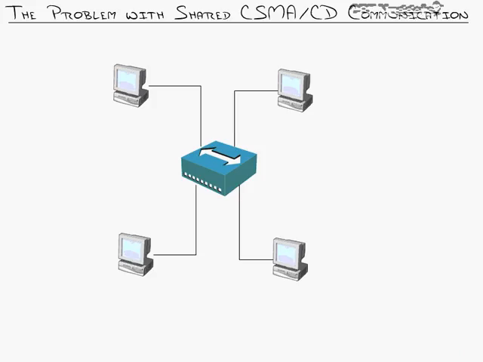Well, let's start off by talking about the problem with shared CSMA/CD communication. Now, you may remember CSMA/CD is the rules of engagement for Ethernet. They're the rules that govern how devices talk. And when we first got into the Ethernet world until probably the late 90s, just about everybody was using this device known as a hub. Hubs and switches perform the same function in that they connect all the devices to a network, but there's a world of difference between them.